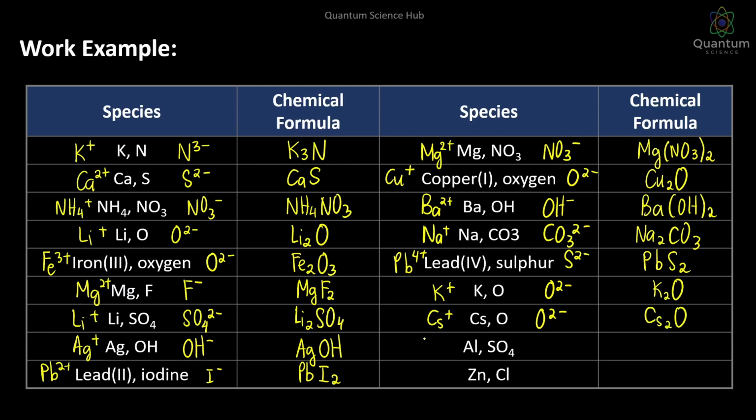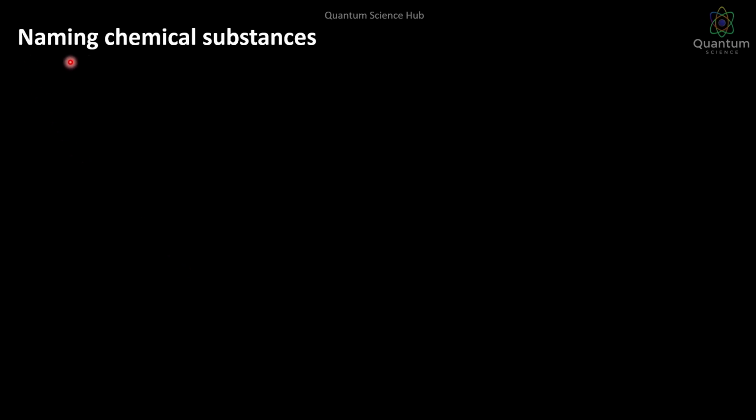Cs2O. Aluminum is in group 3. So Al3+ and sulfate SO4 2-. So the result is Al2(SO4)3. Okay? And Zn is always 2+, chlorine is Cl-. So the result is ZnCl2. Okay? Now let's discuss about naming chemical substances.